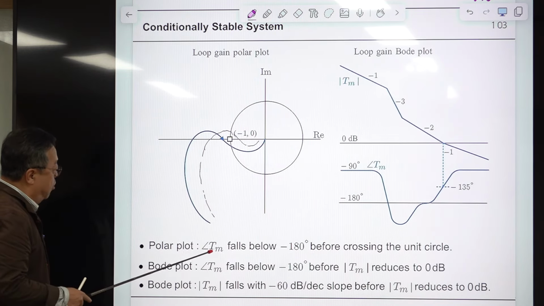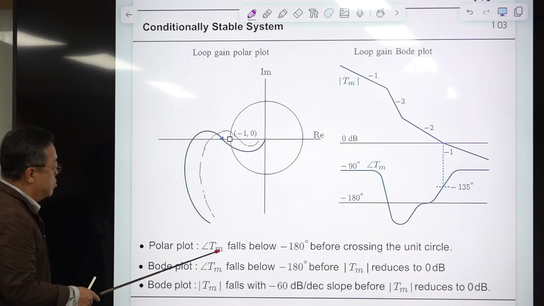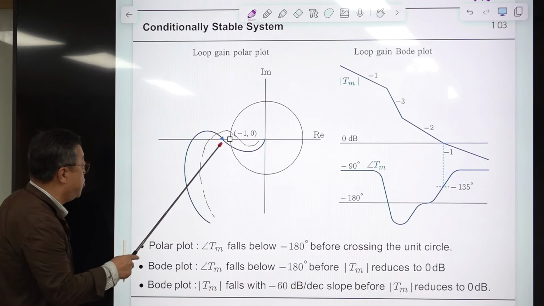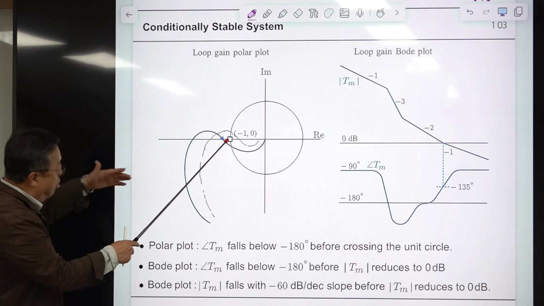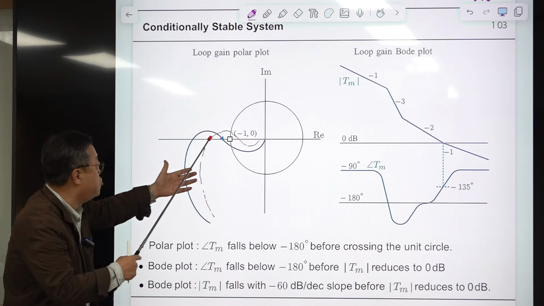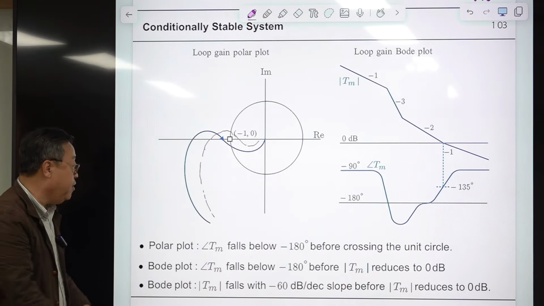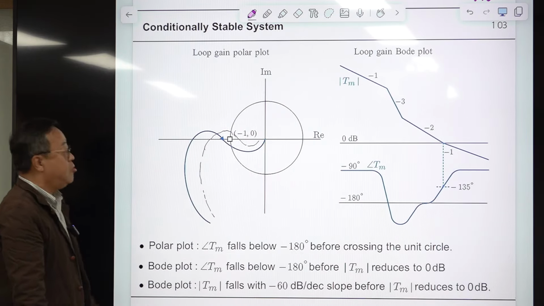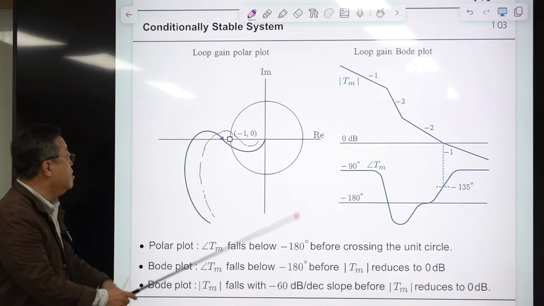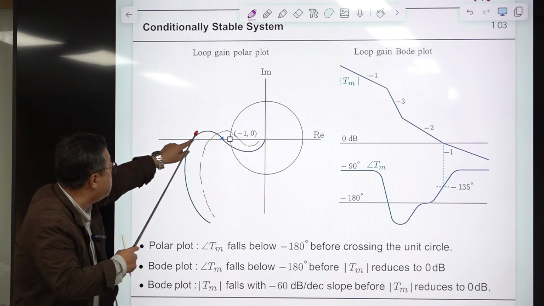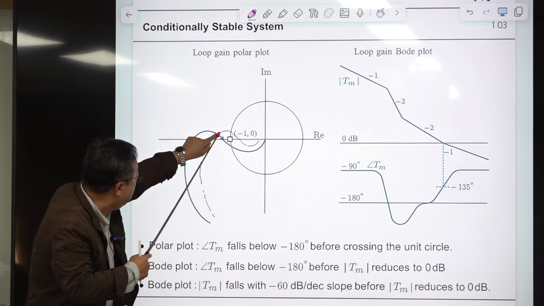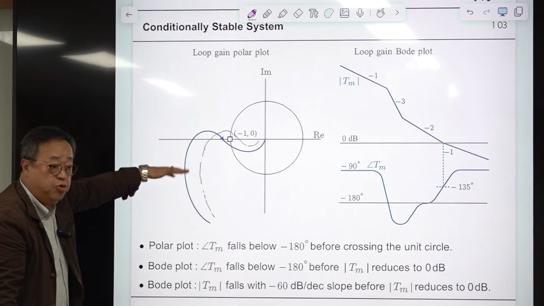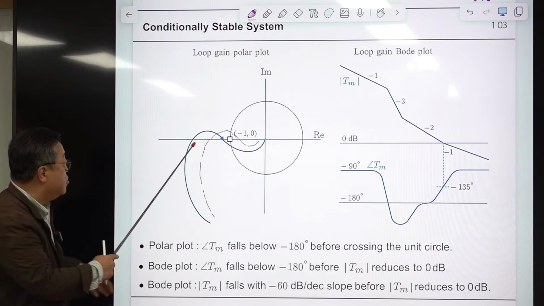In this statement, the phase of the loop gain falls below minus 180. So this is minus 180. It goes below that and becomes more negative than this one. Then it should enter this second quadrant. So it is the same thing. Or it falls below this before crossing the unit circle. That means it enters the second quadrant and comes out, all outside of the unit circle. That means the amplitude of the loop gain is larger than unity during this process.